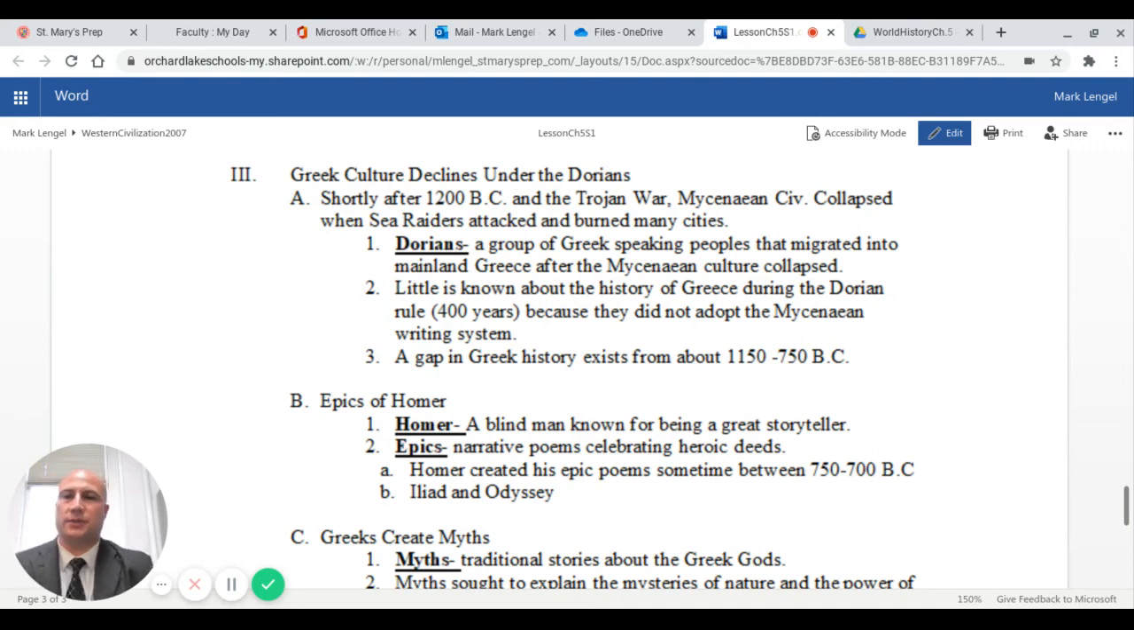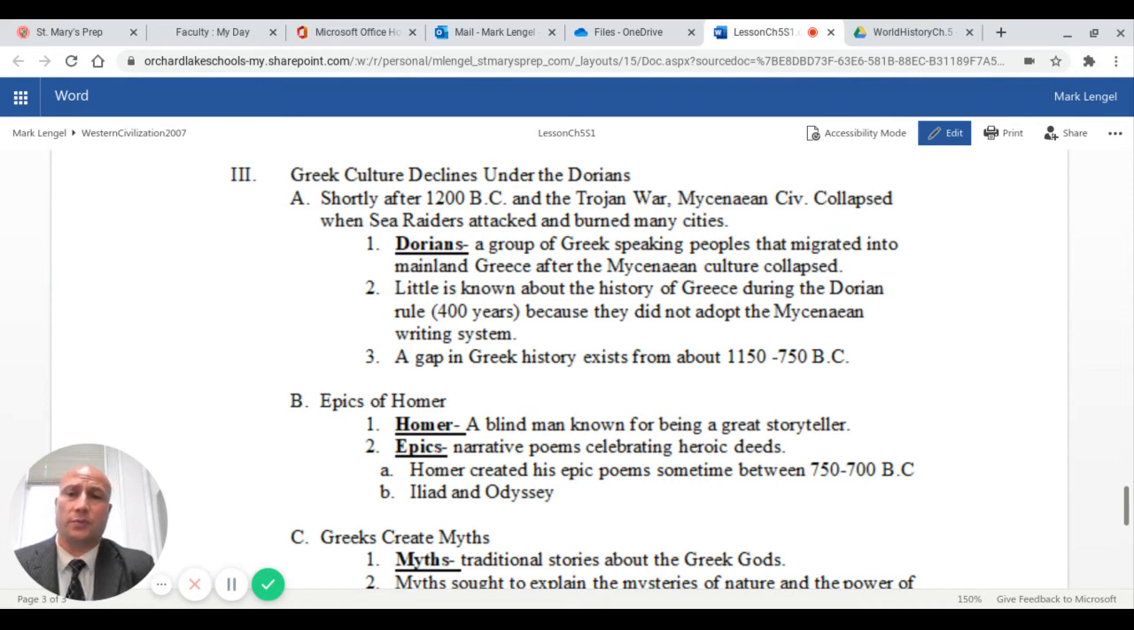Roman numeral 3, to close off our study of the ancient Greeks. We will have 4 more sections on Greece, so this is just our opening section. Greek culture declines under a group called the Dorians. Shortly after 1200 BC, just after the Trojan War, Mycenaean civilization collapsed. They were attacked by a group of sea raiders. We're not exactly sure where they were from or who they were, but they burned down many Greek cities. Many Greek cities were destroyed.